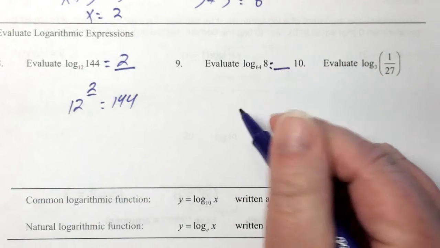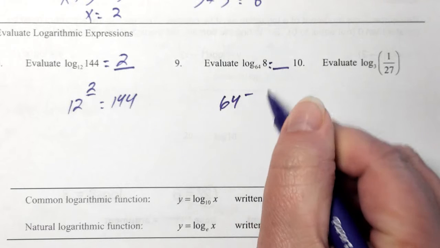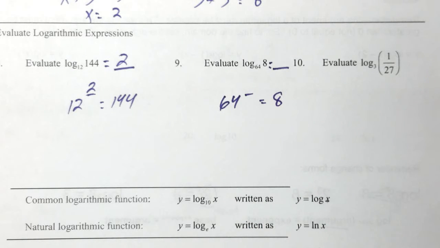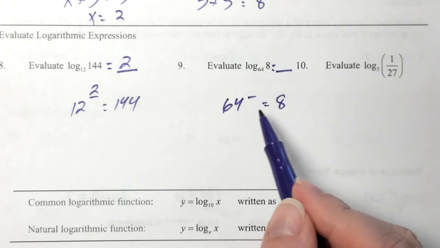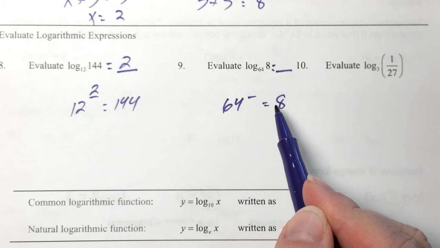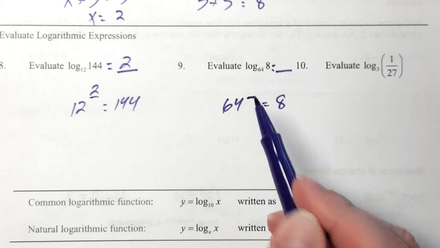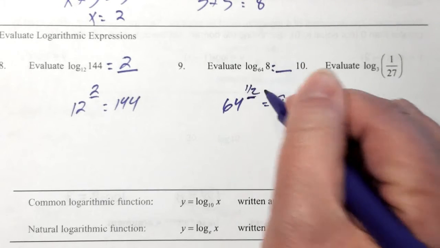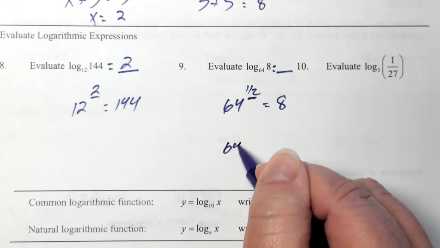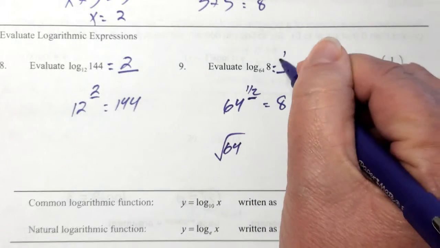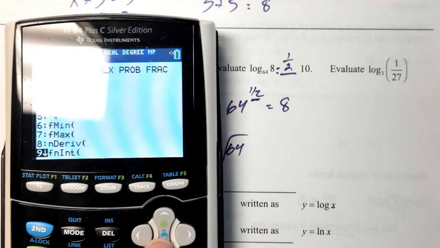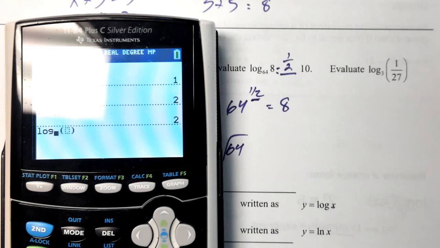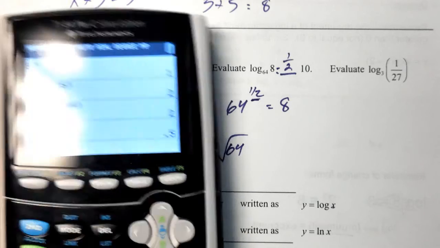All right, so in this case, 64 to the something has to be 8. And this one's kind of weird because our number's getting smaller, isn't it? Well, I know the square root of 64 is 8. And is there an exponent that would mean the same thing as square root? There sure is. Remember, raising something to the 1/2 is the same thing as taking the square root. So that's going to be 1/2. If you type that one in your calculator, log base 64 of 8, and it'll say 0.5. We know that's 1/2. Okay?